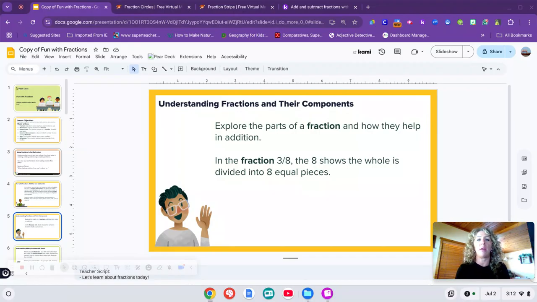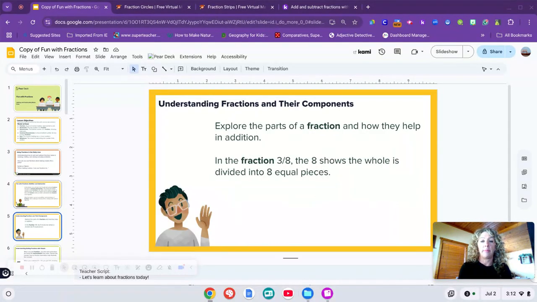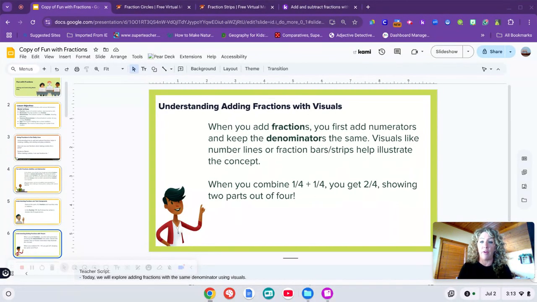So to understand fractions, we need to explore the parts of a fraction and how they can help in addition. So in the fraction 3/8, 3 is our numerator, it's the top number, 8 is our denominator, it's the bottom number. The 8 shows the whole is divided into 8 equal pieces. Now, when you add fractions, you first add your numerators. Only add your numerators, and you keep your denominators the same. Visuals like number lines and fraction bars or strips help to illustrate the concept.